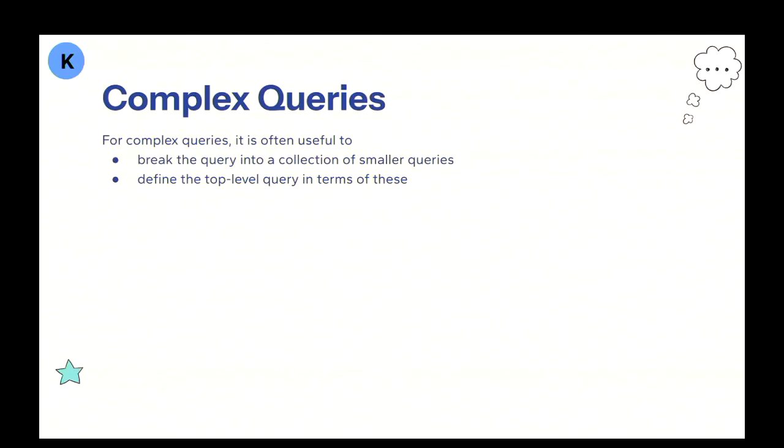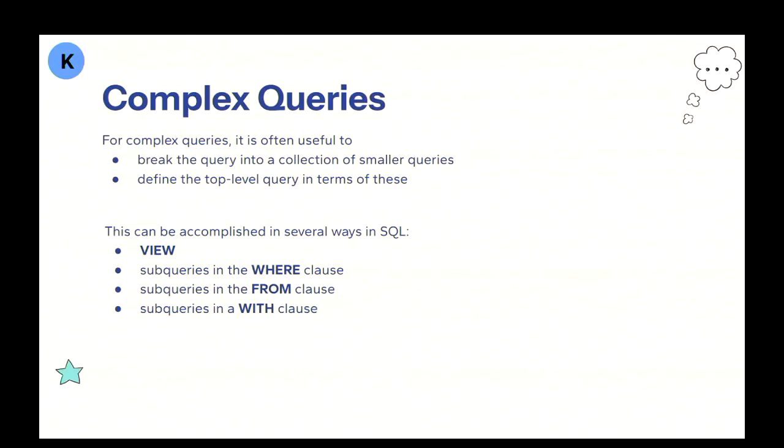So for complex queries, it is often useful to break the query into a collection of smaller queries. Sometimes we can use subqueries, but sometimes we can break them up into a set of smaller queries, and we can define the top level query to use these smaller ones. So there are several ways of doing this in SQL. The first one is using views.